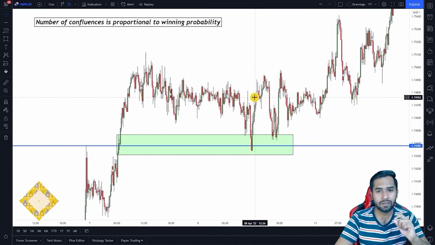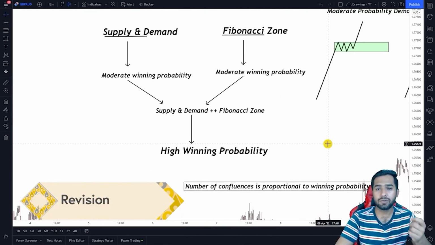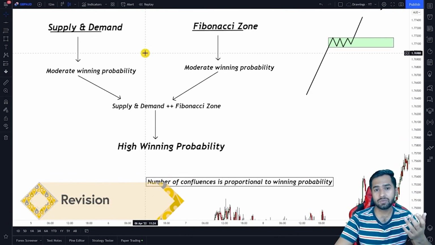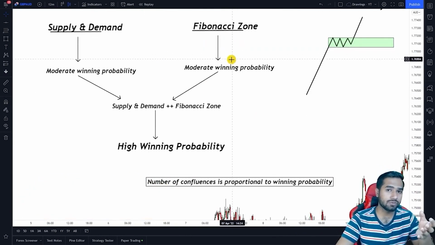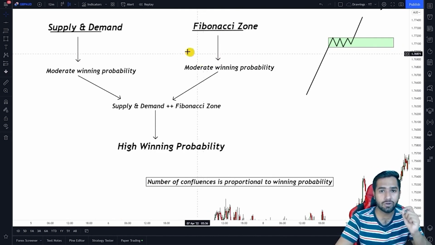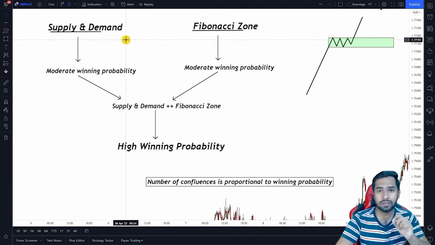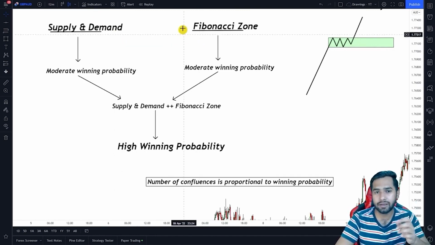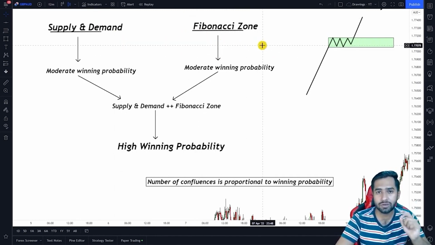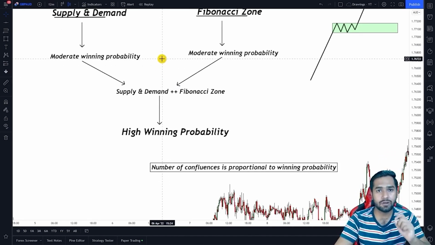Okay, so let me just revise what we have discussed in this video so far. First of all, we talked about what are supply and demand zones and what are Fibonacci zones. The Fibonacci zones are the zones between the 50 to 61.8 Fibonacci ratio, and that zone is called the golden zone. Now if we are trading the supply and demand zone alone, there is a moderate winning probability, and if we are trading the Fibonacci zone alone, there's also a moderate winning probability. But if we combine these two, then we can increase the winning probability of our trading setup.